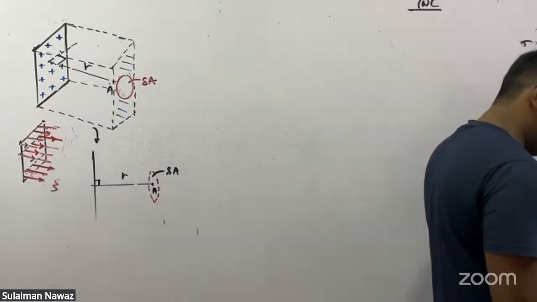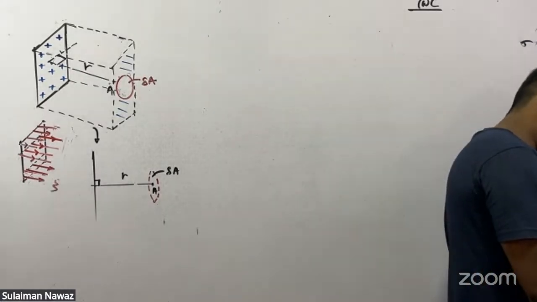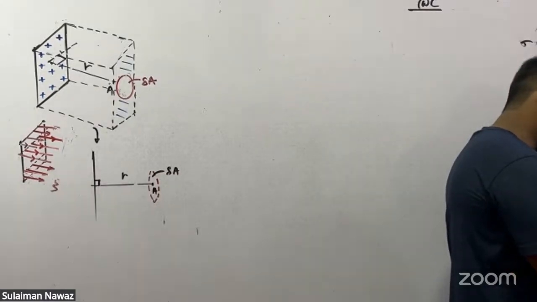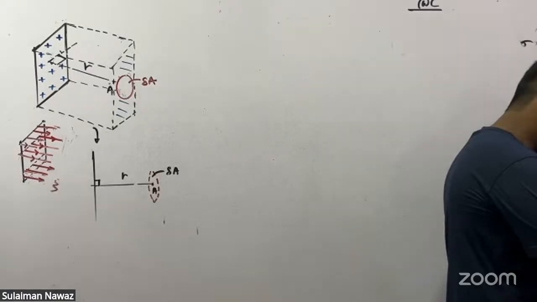Let's say now they have given the area charge density as sigma. Remember, they have given the area charge density as sigma. Right? Find the answer.